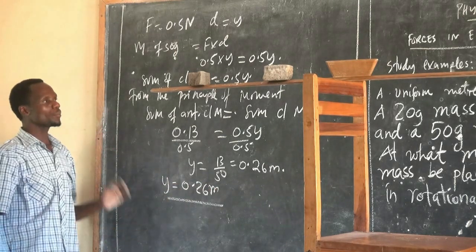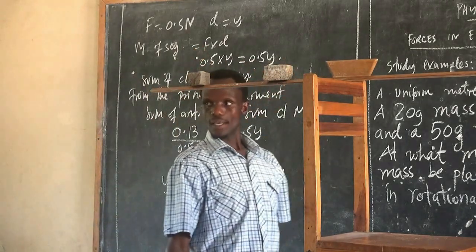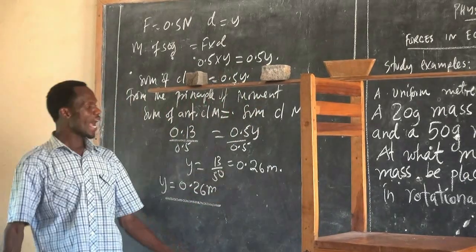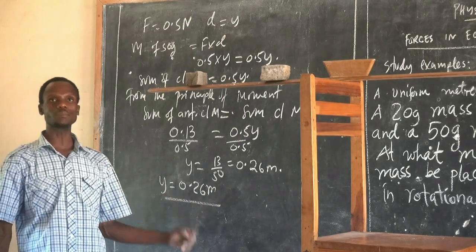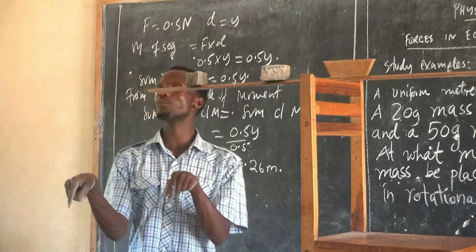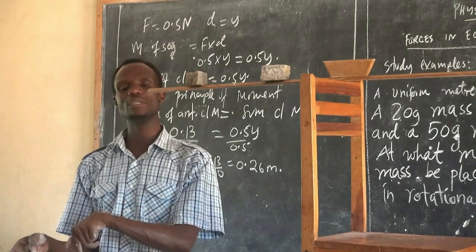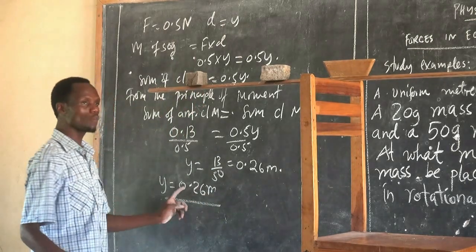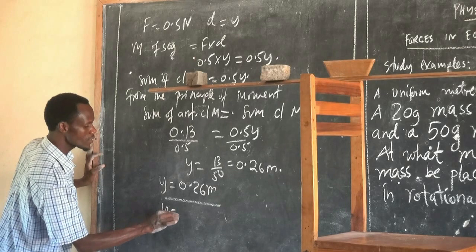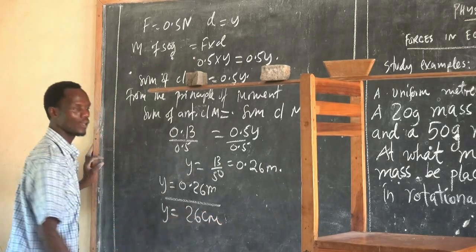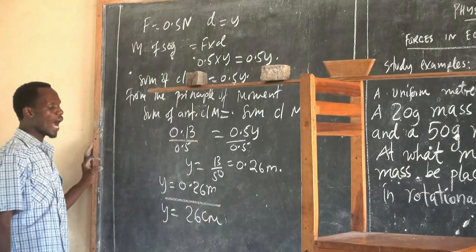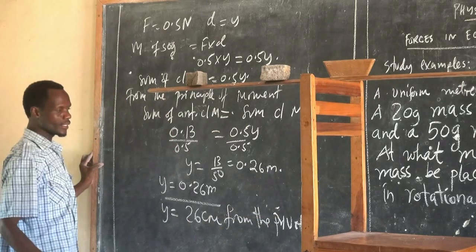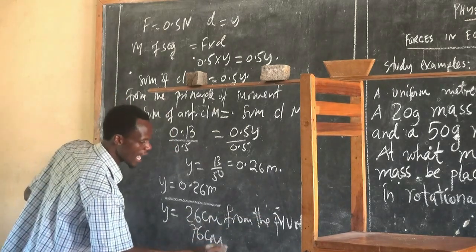Remember why I have written meter? Because we were converting centimeter into meter. That's why what we have got here is 0.26 meter. Now, if you need to convert this into centimeter, remember the relationship between the meter and centimeter. 1 meter is equal to 100 centimeter. Definitely we have to multiply by 100. Then y is equal to 26 centimeter. It is 26 centimeter from the pivot, or it is the 76 centimeter mark.